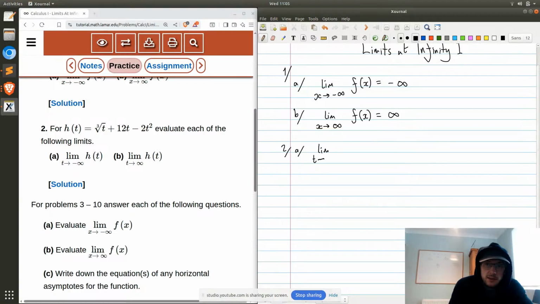So what's the limit as t approaches negative infinity of h of t? So I think it's this term here which is most relevant, the negative 2t squared. When I square negative infinity, when I square it, I get infinity. So I think it's going to be negative infinity.